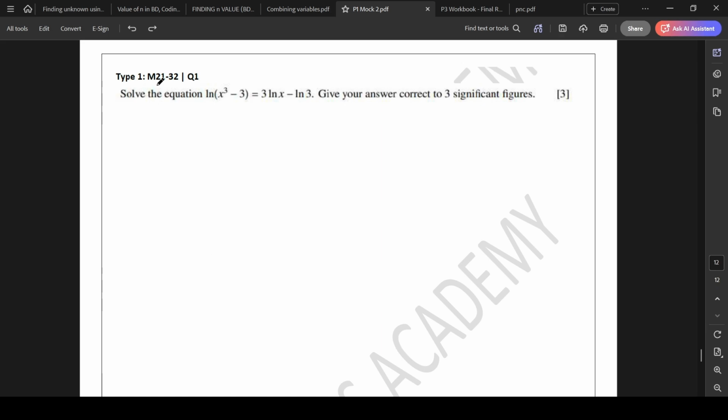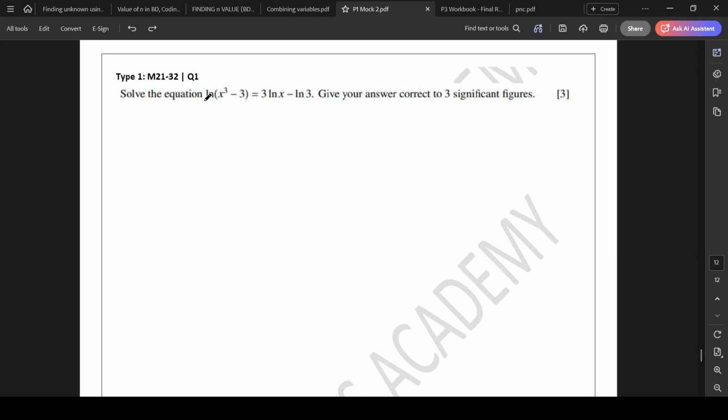So this question is taken from March 2021, paper 3 variant 2. And this is the first question of the paper. Whenever you are supposed to solve a logarithmic equation, you always look into whether logarithms are present on every term, or logarithms are present on some terms and some terms are non-logarithmic. In this way, you will be able to understand how you can proceed with the question.